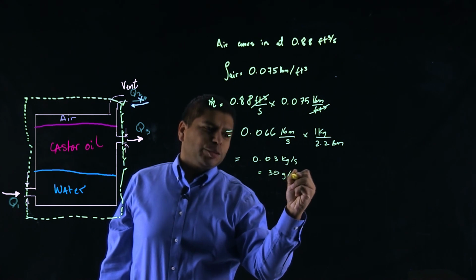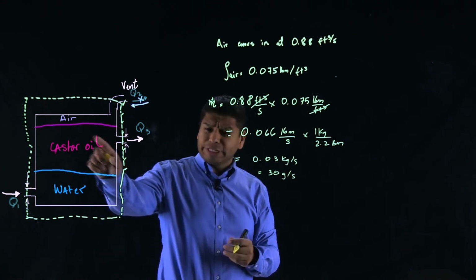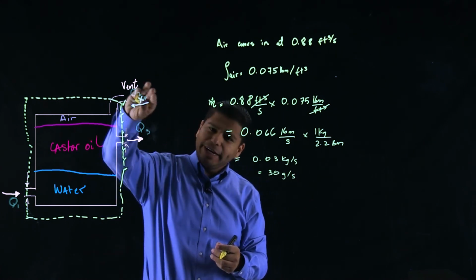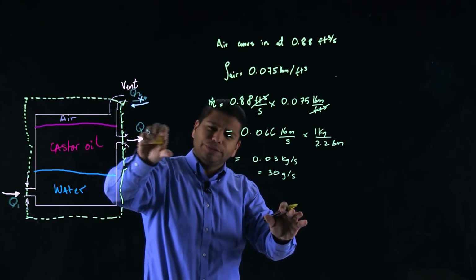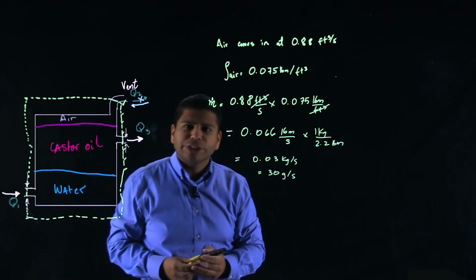That is 30 grams per second. So in order for this flow to happen, air has to be pushing in at this particular mass flow rate in order to move that castor oil, in addition to the water pushing at the bottom.